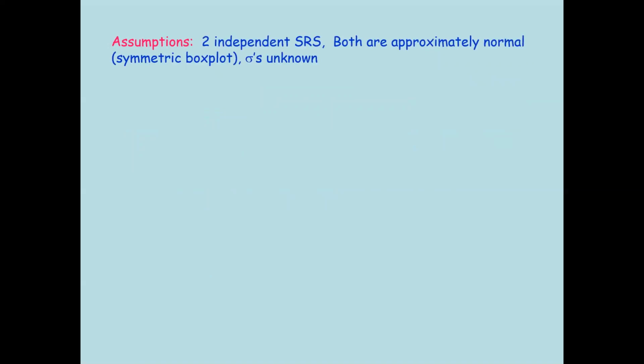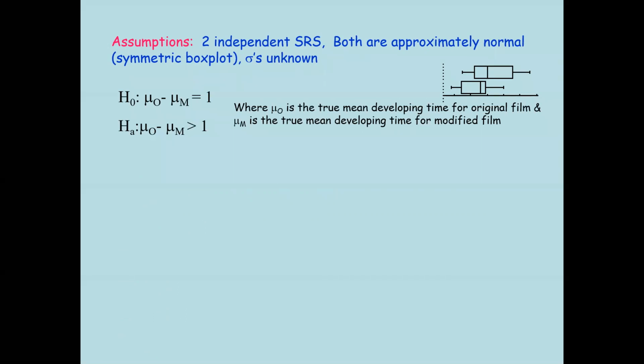So we always start with our assumptions. We do have 2 independent simple random samples. We can check by box plot that both are approximately normal. Again, you can graph those on your calculator given the data values. And we have sigma unknown, so we know that we are doing a t-test. State your null and alternative. Notice from the problem, we are checking to see if mu sub O minus mu sub M is equal to 1. Our alternative would be that it's greater than 1. And always define where mu O is the true mean developing time for original film and mu M is the true mean developing time for modified film.